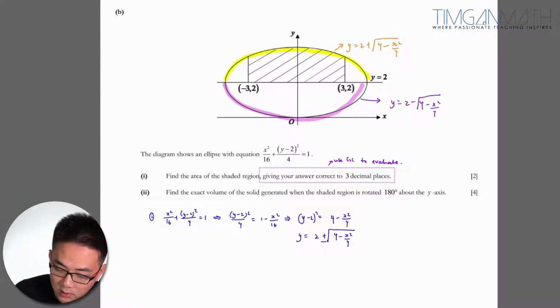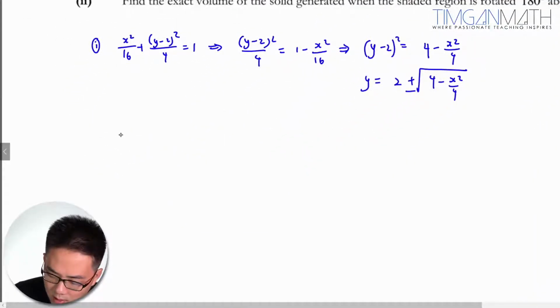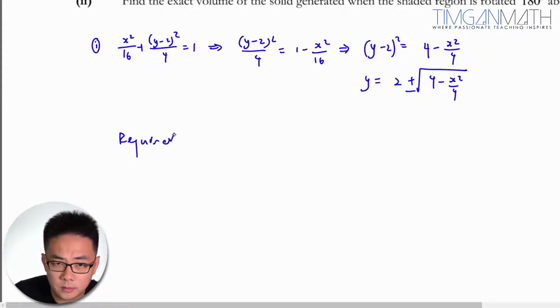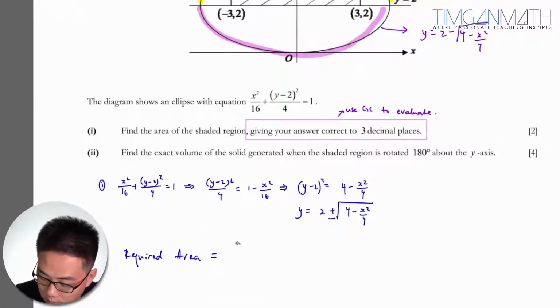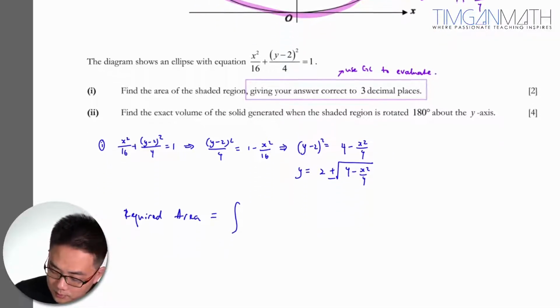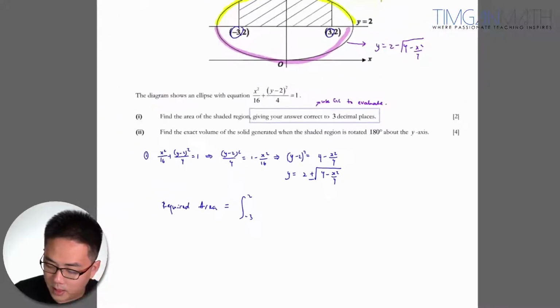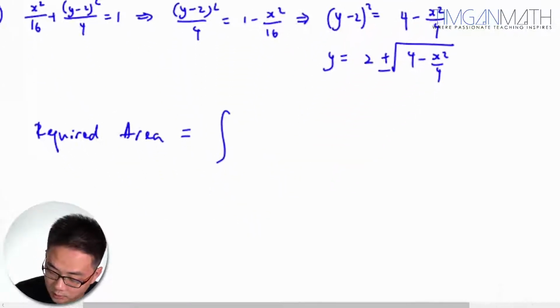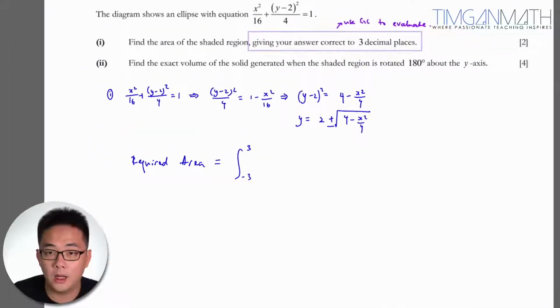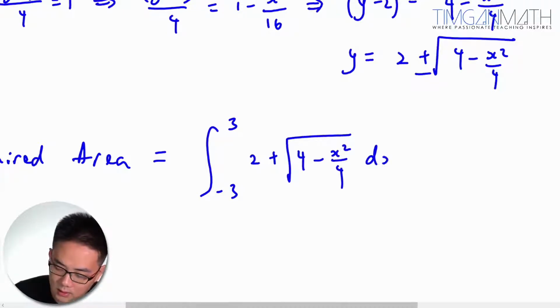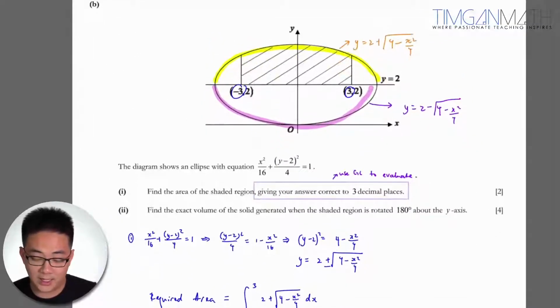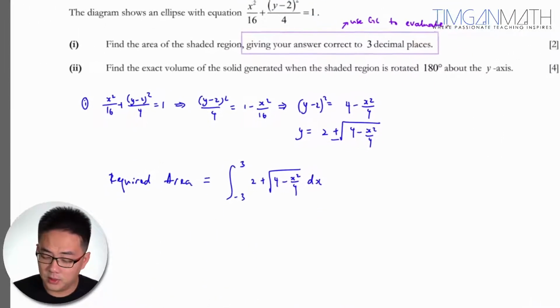So for the first one, is pretty okay. I think it's quite straightforward. The first one, required area will just be the integral from -3 to 3 of 2 plus square root of 4 minus x squared over 4 dx. Alright, you're not required to find the exact area, so just use GC to evaluate it.